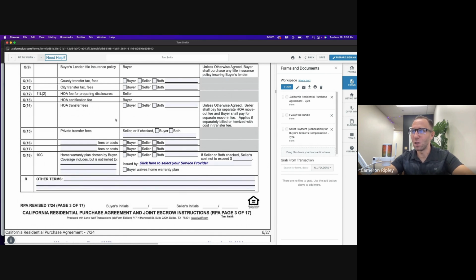HOA, make sure that you put, if there's an HOA, you could always ask the listing agent, hey, are you aware of any private transfer fees or city transfer tax? That way they can tell you.